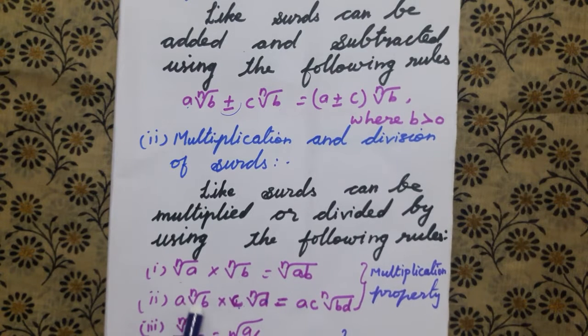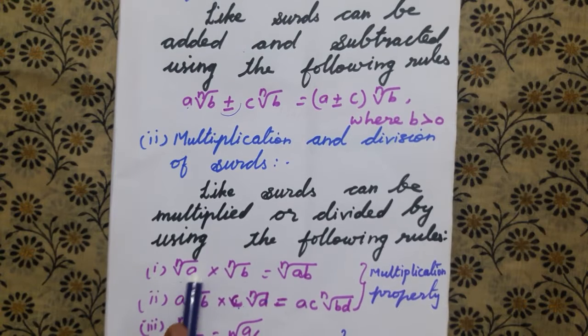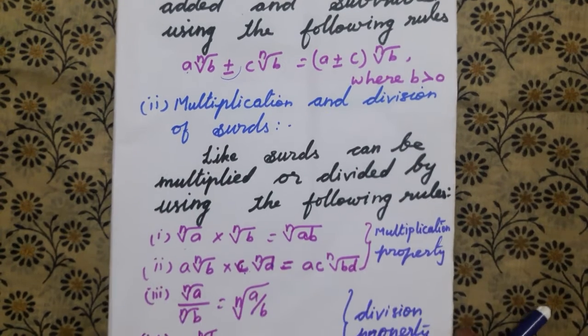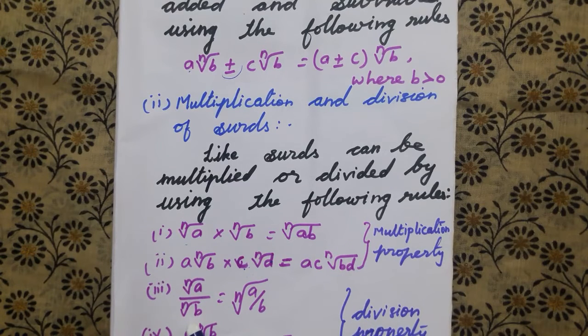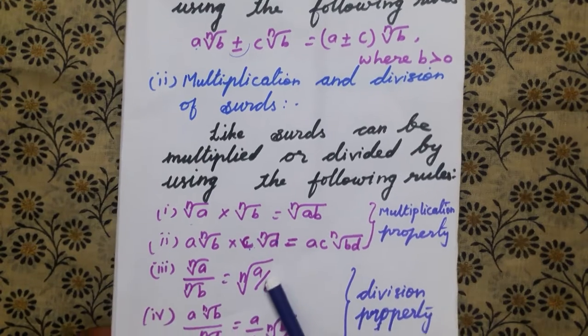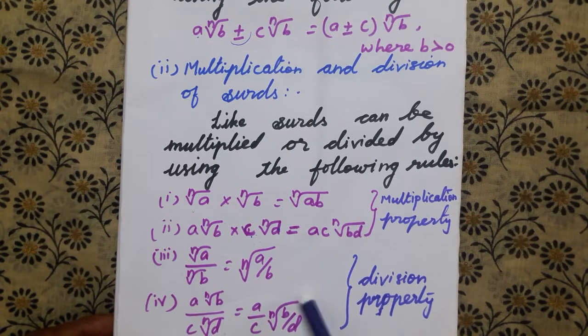Next, a into nth root of b into c into nth root of d is equal to, we have to multiply the coefficients ac into nth root of bd. It is the multiplication property. Next, nth root of a by nth root of b is equal to nth root of a by b. A into nth root of b by c into nth root of d is equal to, first we have to divide the coefficient a by c, into nth root of b by d.